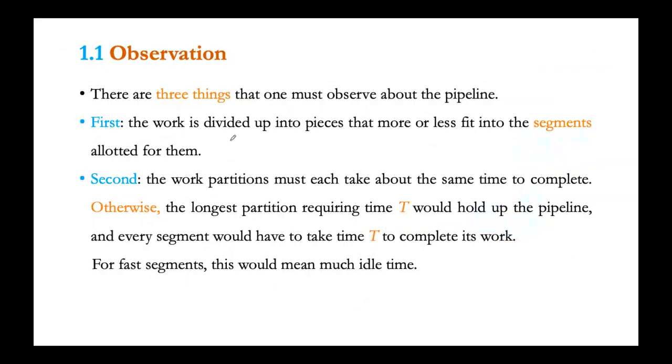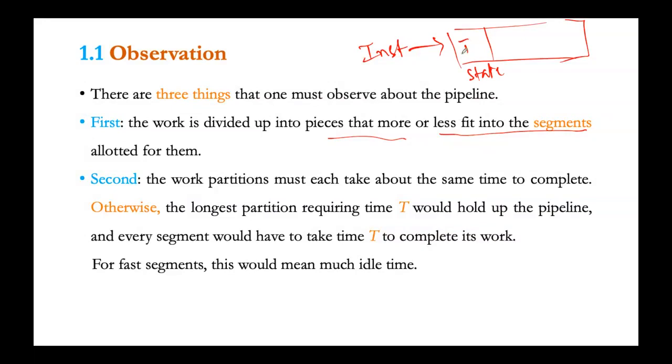There are three things one must observe about pipelining. First, the work is divided up into pieces that more or less fit into a segment. If an instruction is given as an input to the execution phase, it is going to enter the first stage, the instruction fetching stage. As soon as its first stage is over, the instruction goes into the next stage, instruction decoding.